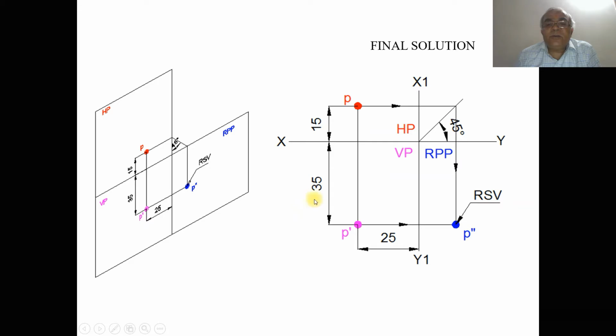Then the distance with respect to HP, which is below HP, distance is seen in VP, so that distance is below the XY line. From this point you measure 35 and mark this point, which is P dash. Then as we see, the distances of both horizontal and vertical, both the front view and top view, can be seen in the profile view.